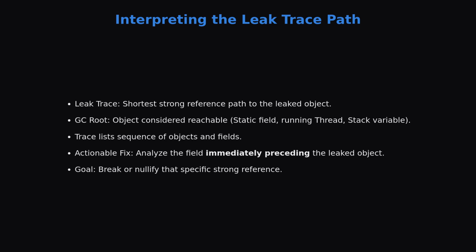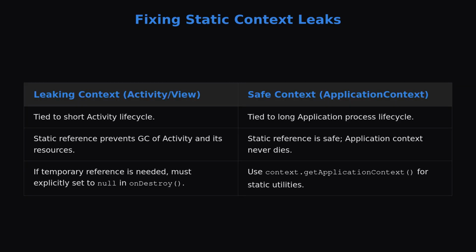The developer must analyze the field immediately preceding the leaked object in the trace. This specific field represents the reference that must be broken or nulled to fix the memory leak permanently. Storing an activity or view context in a static field creates a permanent strong reference, preventing the context and its associated resources from being collected for the entire application lifetime.